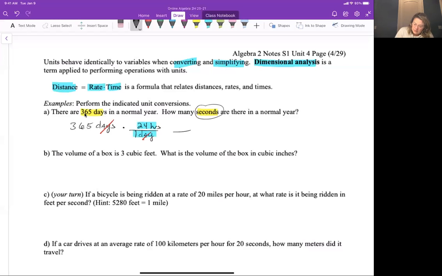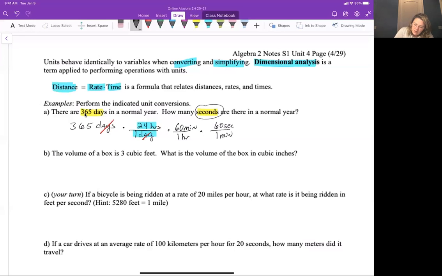Well, let's keep going. 1 hour, how did I know to put that on the bottom? Because I know that I need hours to cancel, equals 60 minutes. So I've got to multiply by that. Continuing on, I'm not there yet. I have 1 minute is equal to 60 seconds.